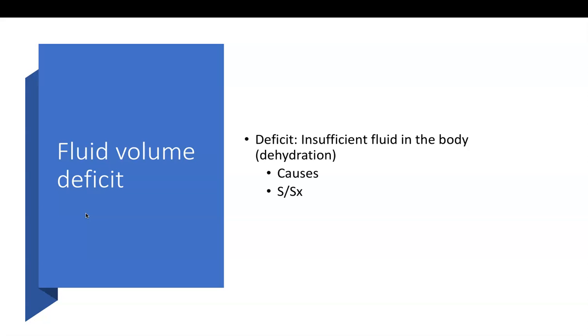Signs and symptoms are going to be a rapid, weak pulse, rapid respirations, hypotension, weight loss, emaciation, dry mucous membranes, increased hematocrit and increased urine-specific gravity, and often concentrated urine. They'll have postural hypotension, which means their blood pressure is low when they change positions. Oftentimes they feel dizzy or lightheaded when that happens. Decreased skin turgor, so they have tenting of the skin, increased sodium and BUN, and hyperthermia.